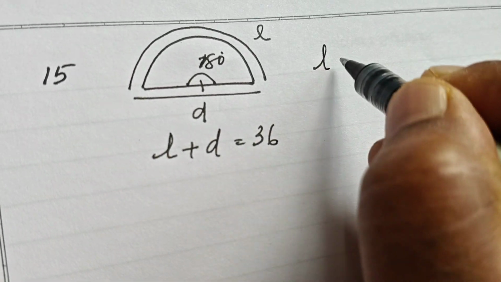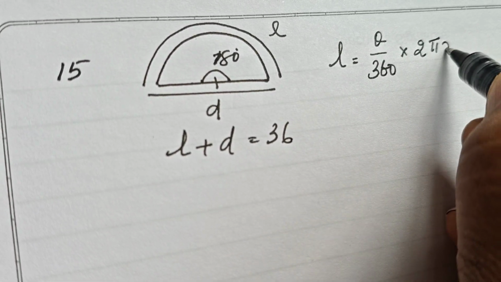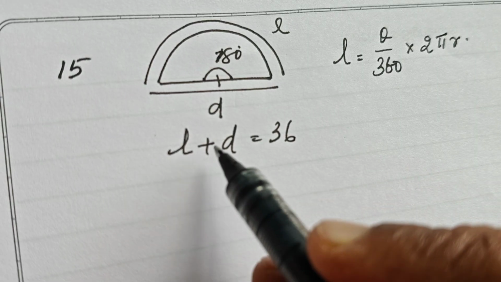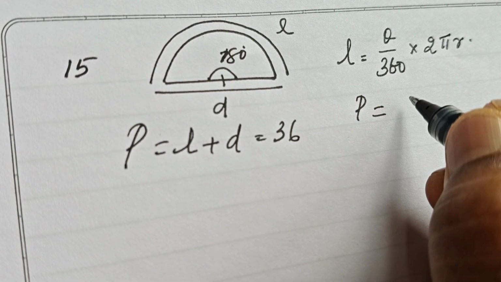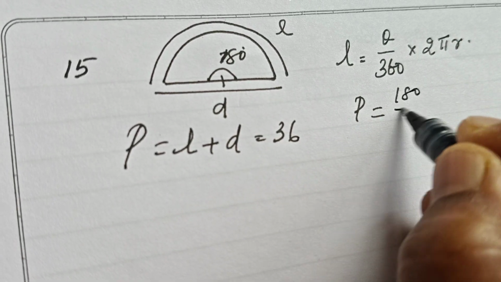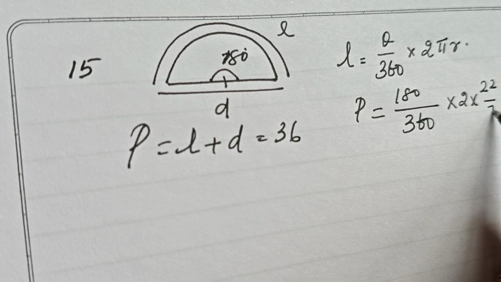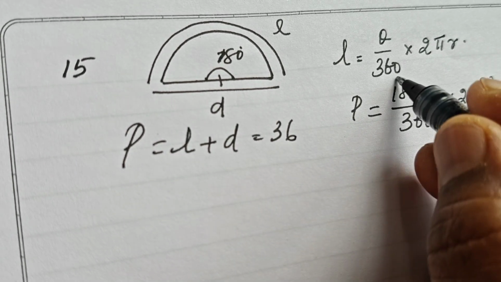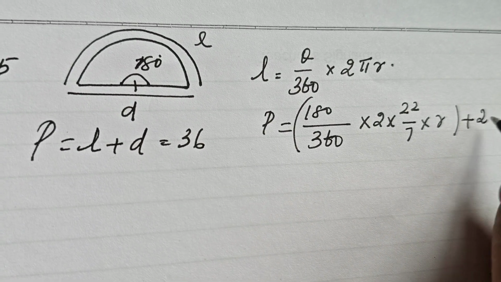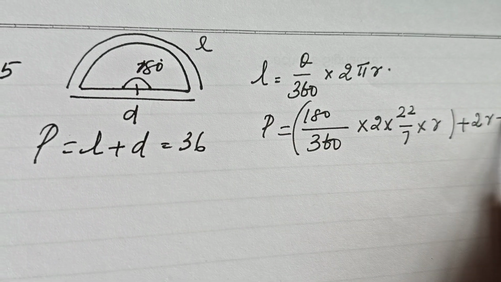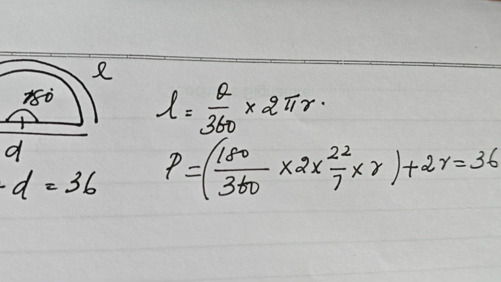In the sector, what is the formula for arc length L? Theta by 360 into 2 pi r. This is arc length. Now the perimeter P is equal to arc length plus diameter. That is, theta is 180 by 360 into 2 into 22 by 7 into r. This is our arc length, plus D, which is nothing but 2R, equal to 36. This is the condition we received.